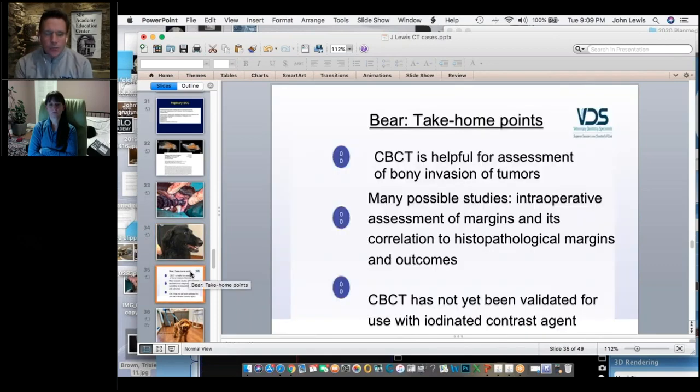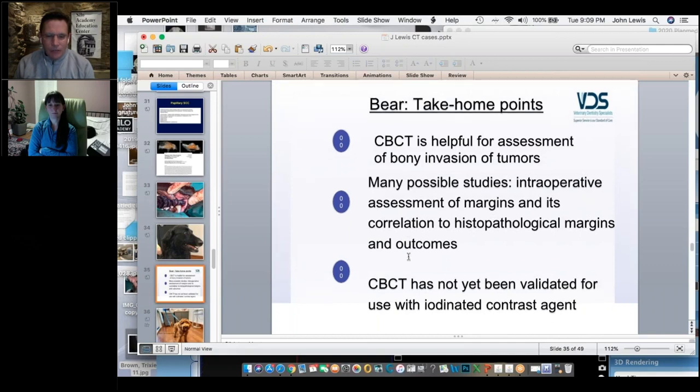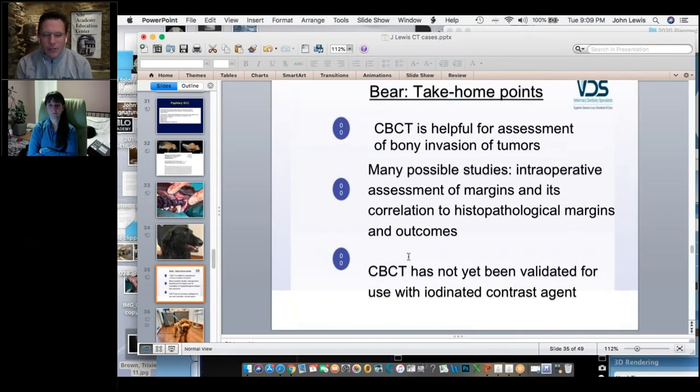So the take-home points from Baer's procedure were that the CBCT was helpful for assessment of the bony invasion of tumors. There are lots of possible studies that can be done in the realm of oral surgical oncology. And as Steve had mentioned, CBCT has not yet been validated for use with iodinated contrast agents.